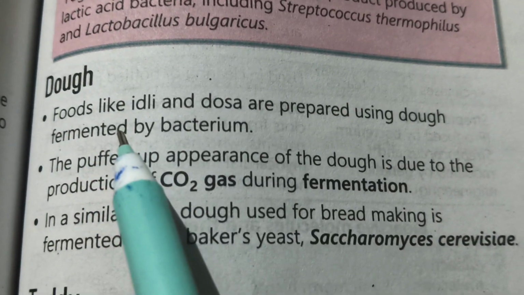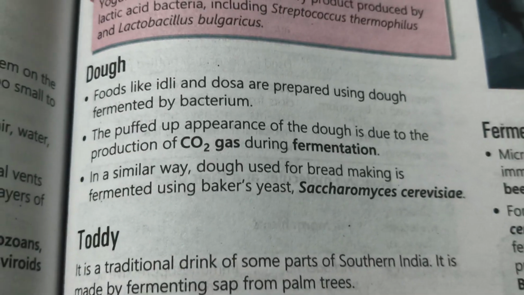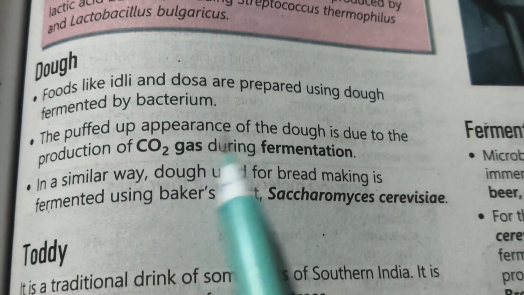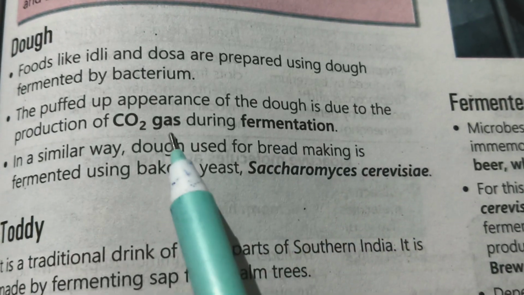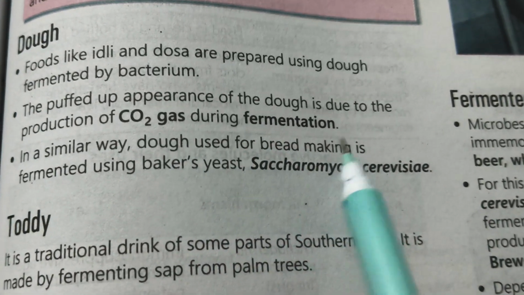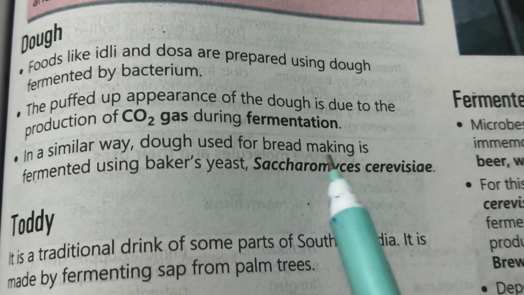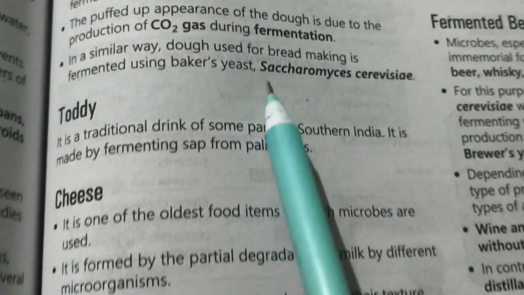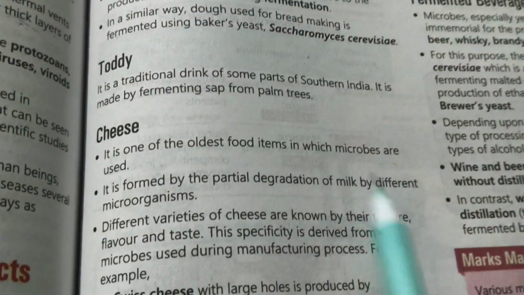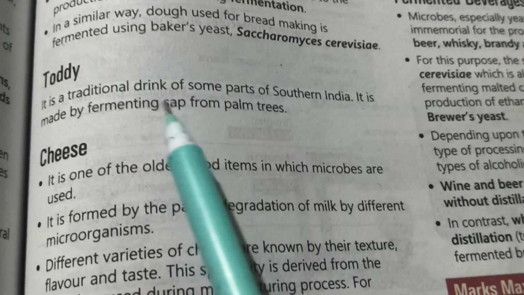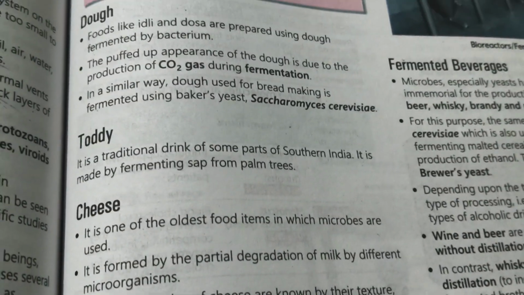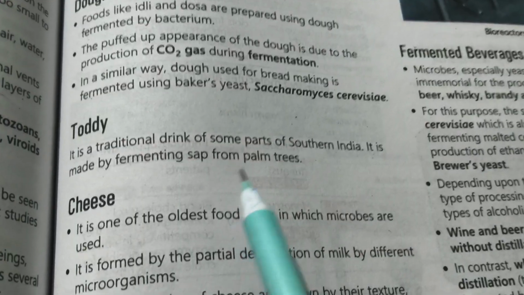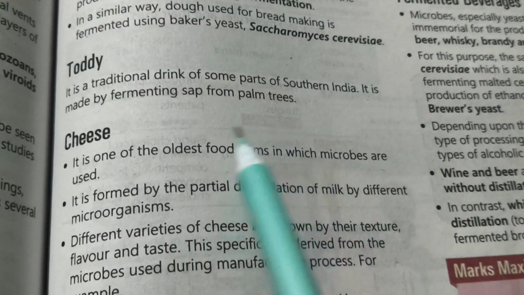Foods like idli and dosa are prepared using dough fermented by bacteria. This puffed up appearance of the dough is due to the production of CO2 gas during fermentation. In a similar way, dough used for bread making is fermented using baker's yeast, Saccharomyces cerevisiae. Toddy is a traditional drink of some parts of southern India. It's made by fermenting sap from palm trees.